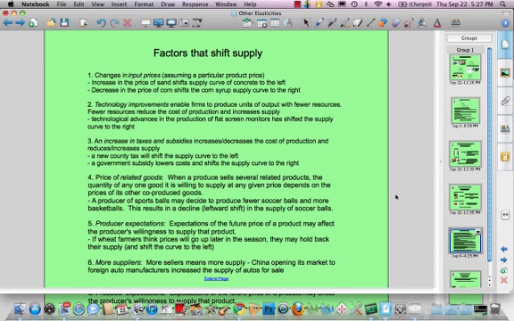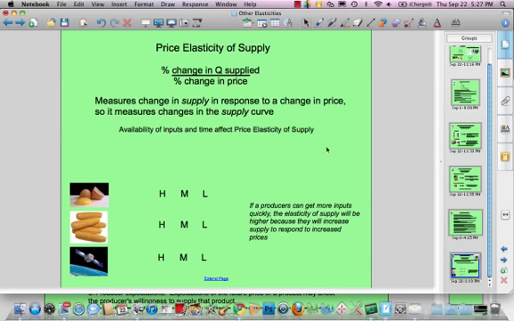So let's take a look again at how we determine how much change is going to happen in supply. Well, the definition of price elasticity of supply is the percent change in quantity supplied over the percent change in price. Now, again, this elasticity measures changes in supply in response to a change in price. So keep in mind that it measures changes in the supply curve.